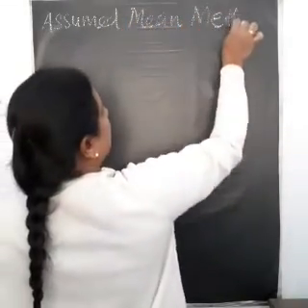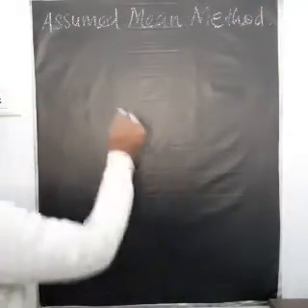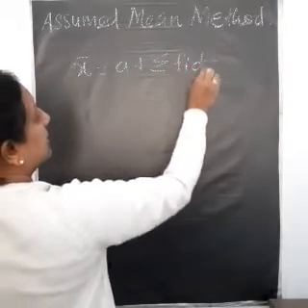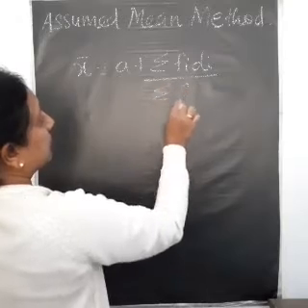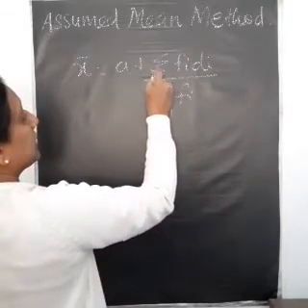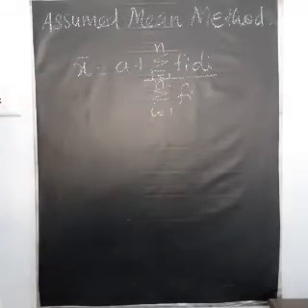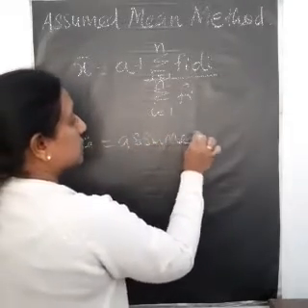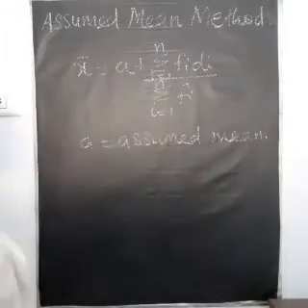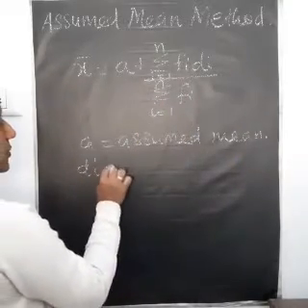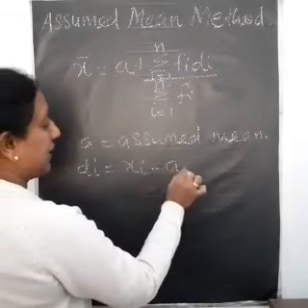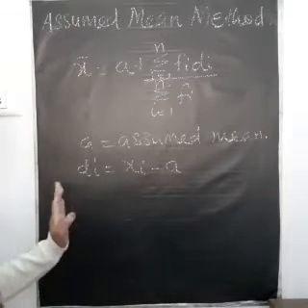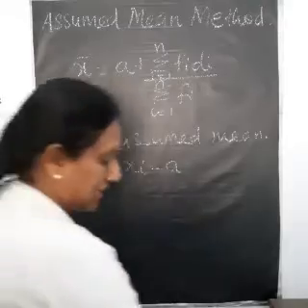Now in the assumed mean method, the formula is mean is equal to A plus sigma Fi di by sigma Fi, where i is equal to 1 to n, and here A is the assumed mean. Okay. And what is di? Di is equal to Xi minus A. Xi is the class mark and A is the assumed mean. Okay. I hope you have understood this formula. Now let us apply it in a sum.